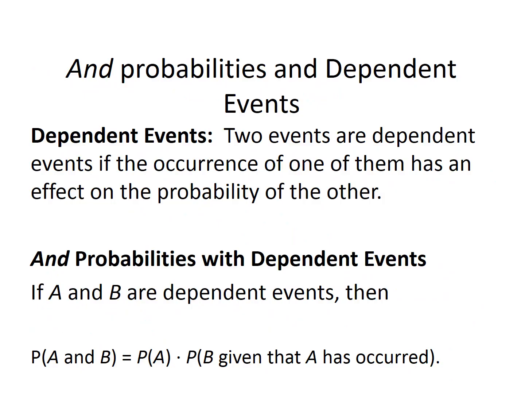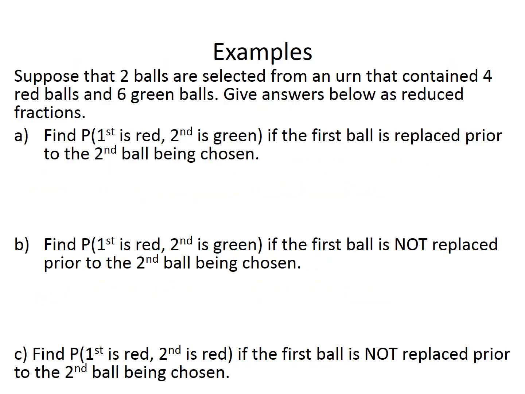So if 2 events are not independent, they must be dependent, which means that the fact that the first event happened affects the probability of the second event happening. So this is actually a conditional probability. So the probability of A and B is still the probability of A times the probability of B, but you have to take into account given that A has occurred, which might change that probability. You have to take into consideration that A already happened.